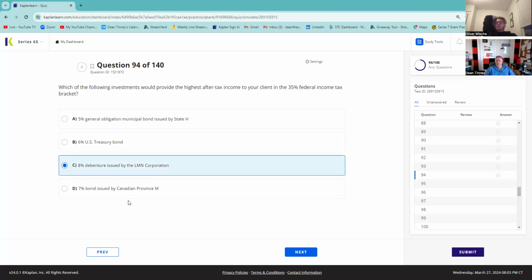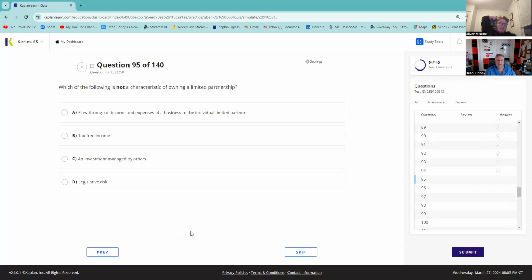Yeah, you could do that, or you could take the treasury bond and say, okay, that's $60, but I'm going to have to give back 35% of that. There's a lot of ways to go about that. You got it right, though, so key point. Volatility of volume is not a characteristic of owning a limited partnership.